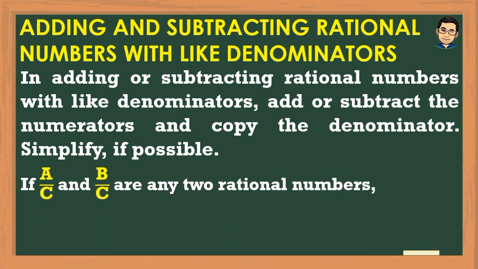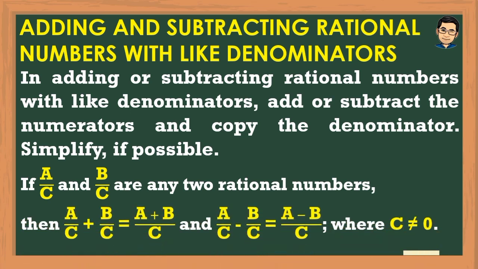If a over c and b over c are any two rational numbers, then a over c plus b over c is equal to a plus b over c, and a over c minus b over c is equal to a minus b all over c, where c should not be equal to 0. It's because we will have an undefined answer. So that's how it is with rational numbers. We should not allow the denominator to be 0.